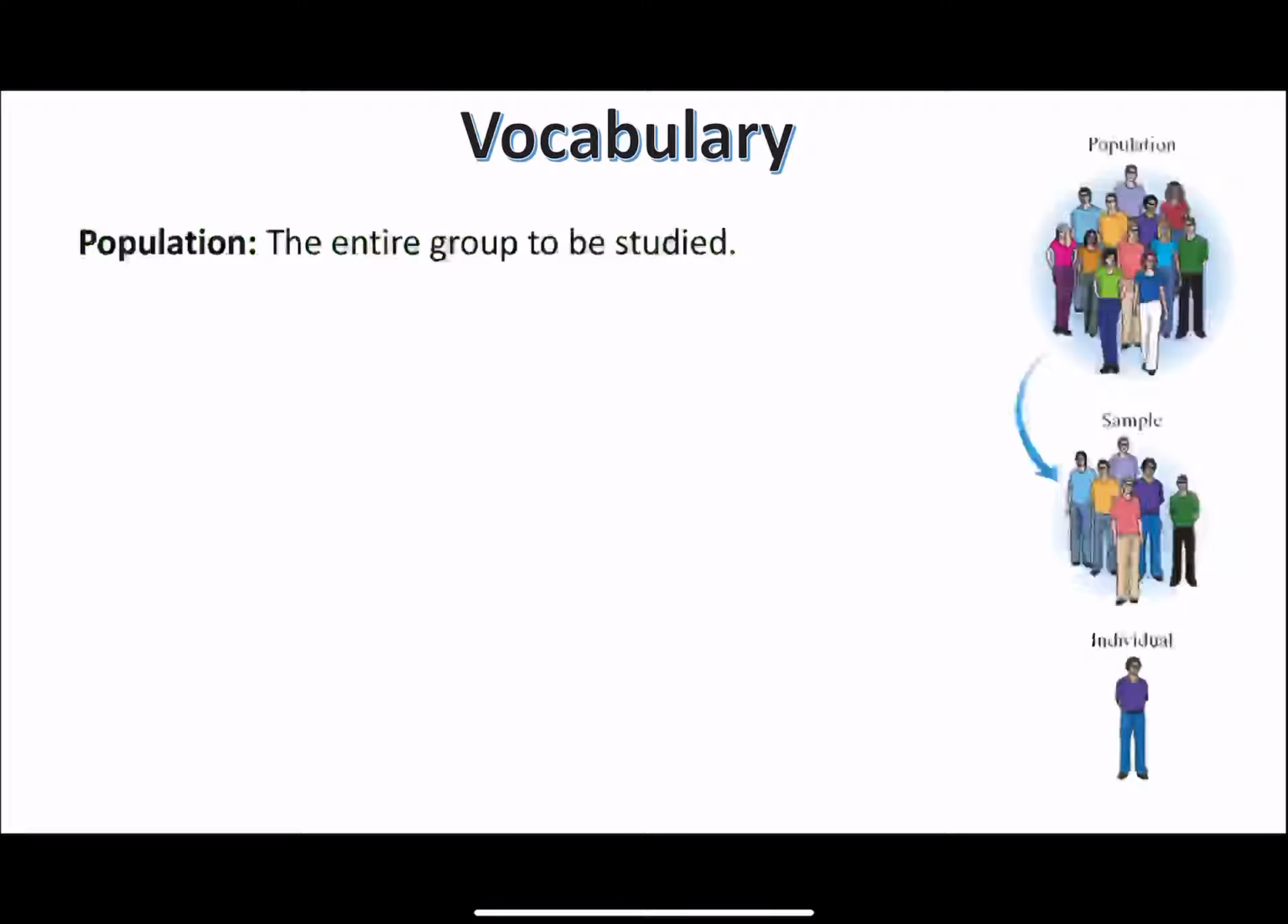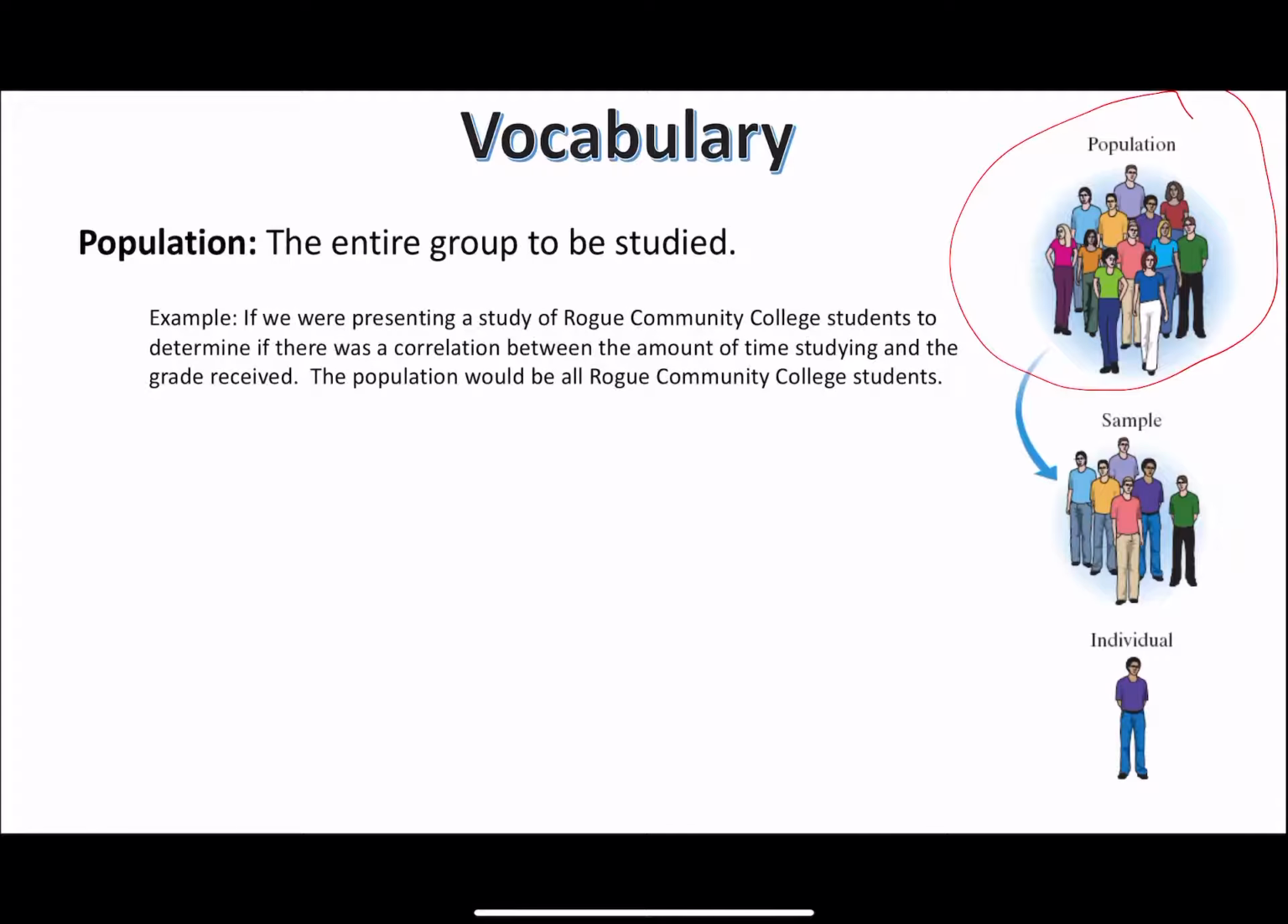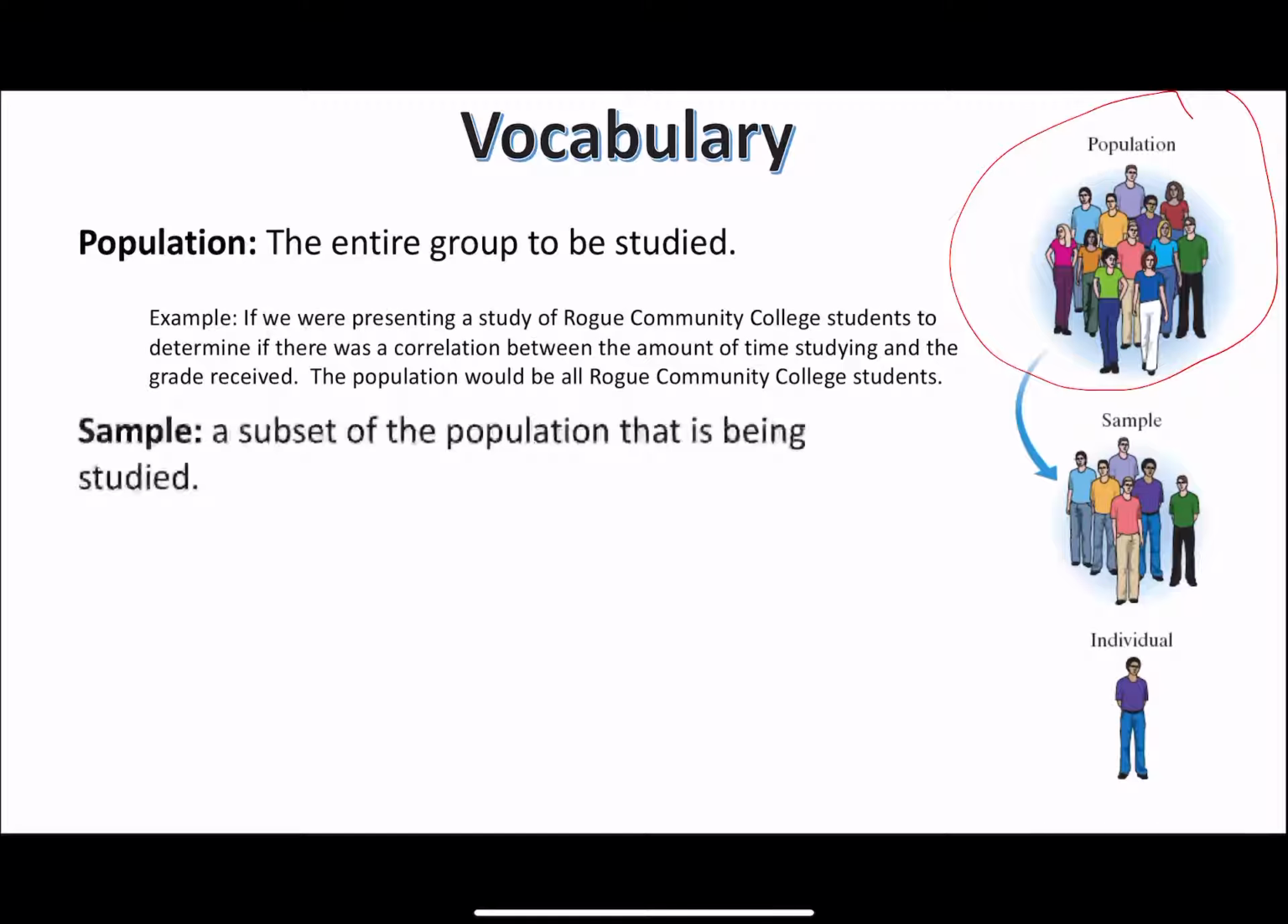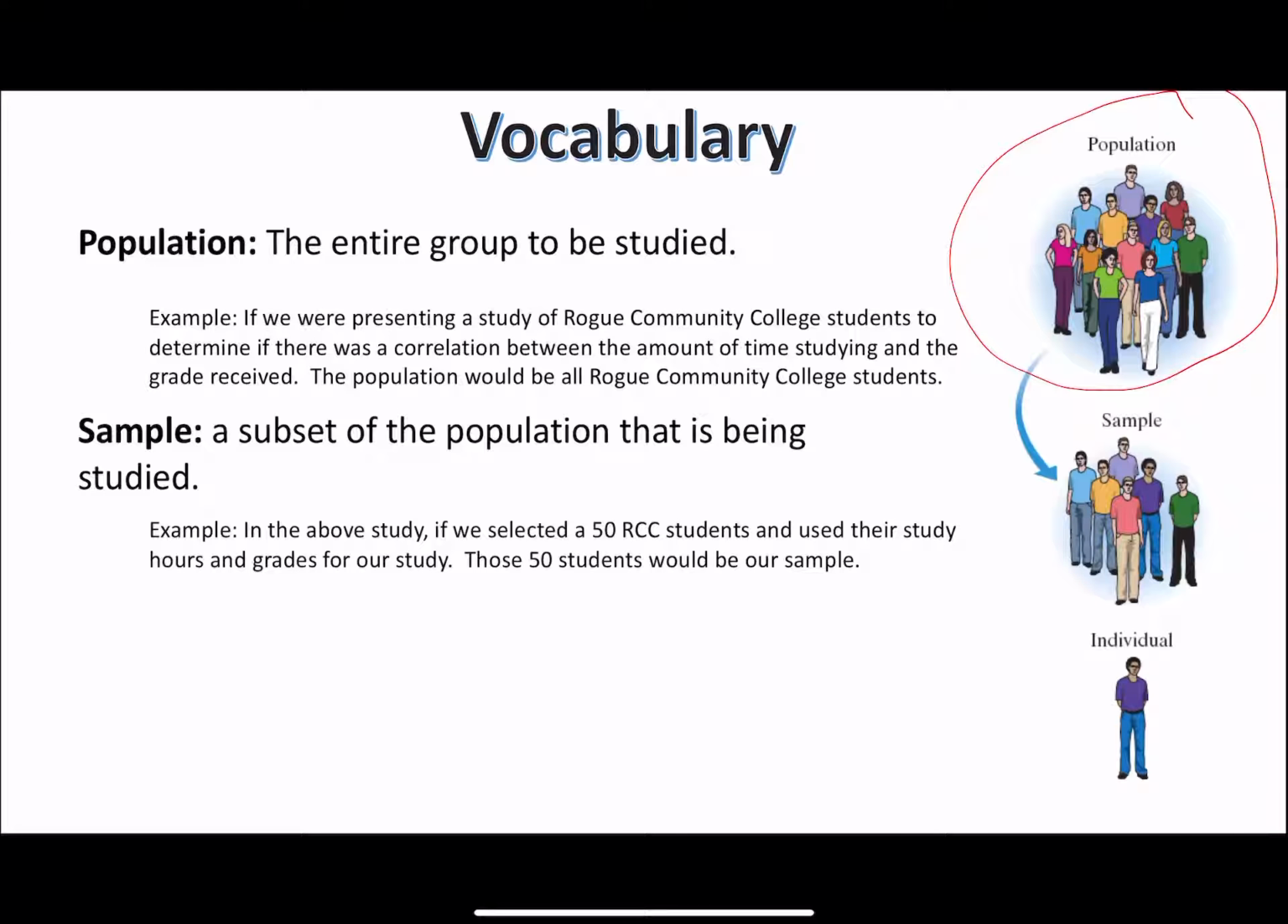So a population is the entire group that's being studied. For example, if we decided to do a study to determine whether or not the number of hours that you study correlates to the grade that you receive, if we wanted to study all of the RCC students, those RCC students would be your population. A sample is a subset of that population. So for example, with that above study, if we decided to select 50 RCC students to use in the study because we can't really poll everybody, those 50 students would be our sample, and we would use the data we collected from them to infer about the entire population.